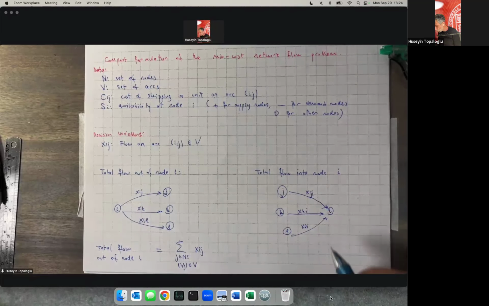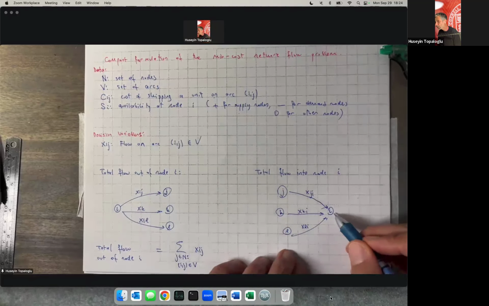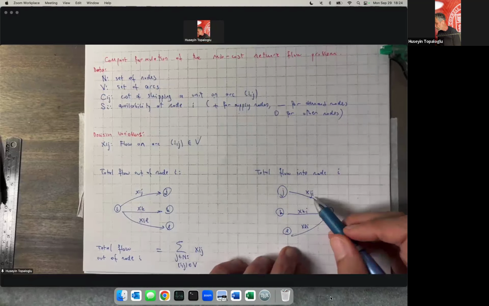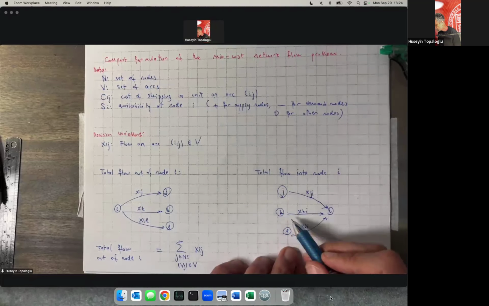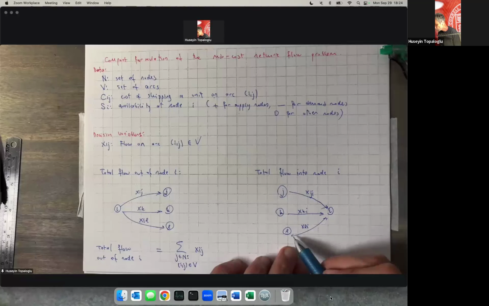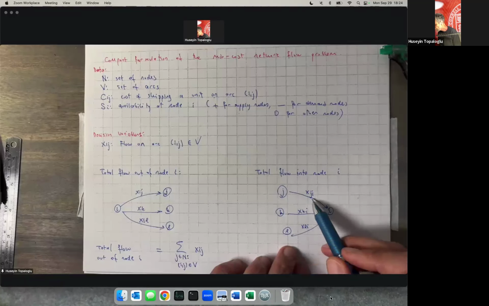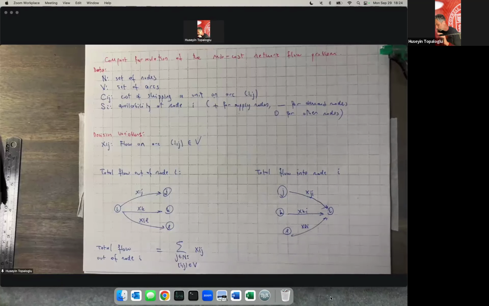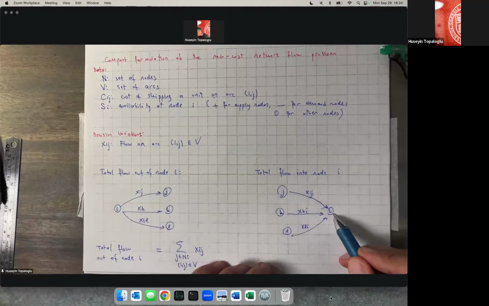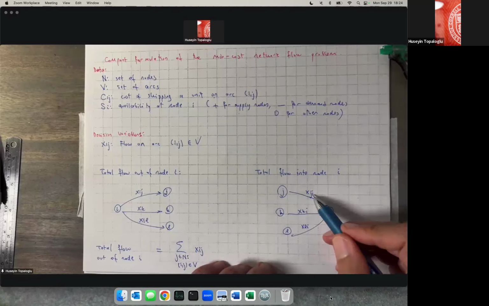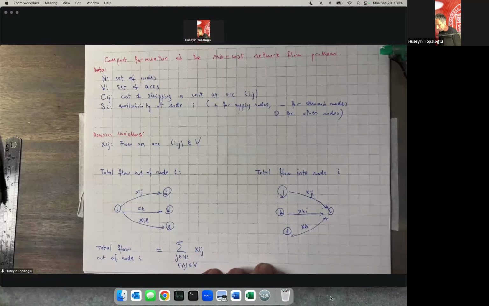So if I'm trying to write the total flow into node i, I can come to node i from node j, from node k, from node l. So I'm going to add up xji plus xki plus xli, and so on, all these things added up. So if I want to write the total flow into node i, for fixed i I need to add up all of the decision variables of the form xji over every j.